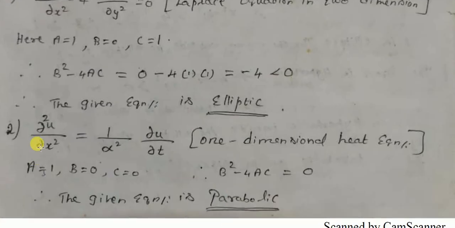Next example, consider this. This is called the one-dimensional heat equation. The coefficient of u_xx is A, which is 1, and ∂²u/∂x∂t is not available, so B is equal to 0. ∂²u/∂t² is also not available, so C is 0. So B² − 4AC is equal to 0. Since B and C are 0, we get this condition equal to 0. Therefore the given equation is parabolic.